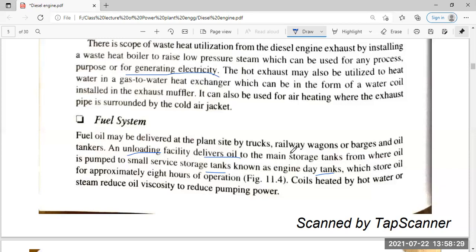It should not run out before that. Coils heated by hot water and steam reduce oil viscosity to lower the pumping power. So the storage of oil is surrounded by hot water coils, which will reduce the viscosity of the oil, and the oil should be in a more liquid form to reduce the pumping power itself. Because if the oil is viscous and thick, it may not be pumped easily.